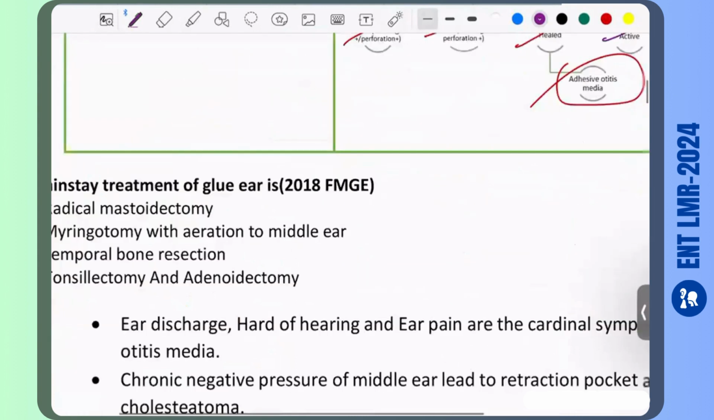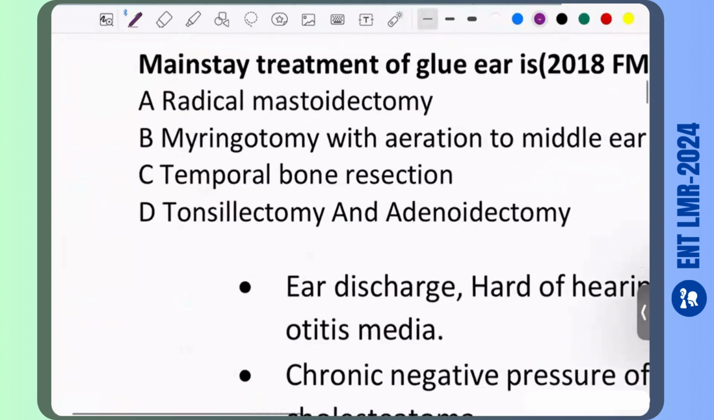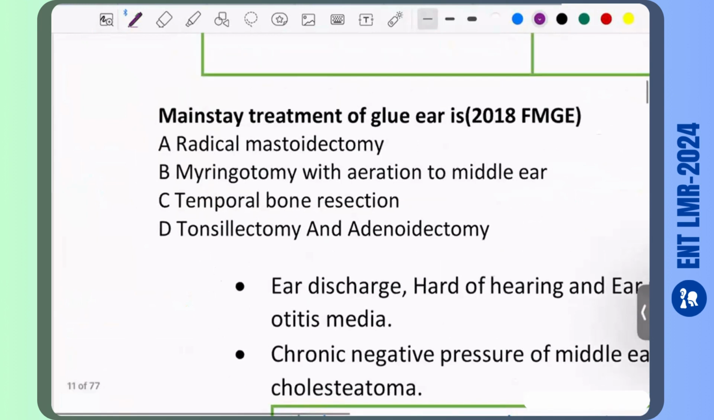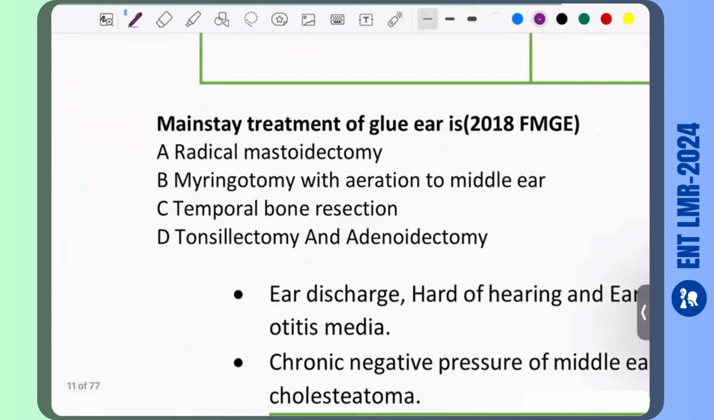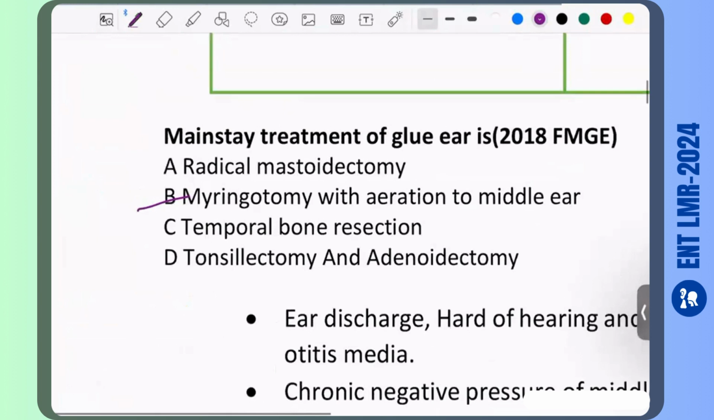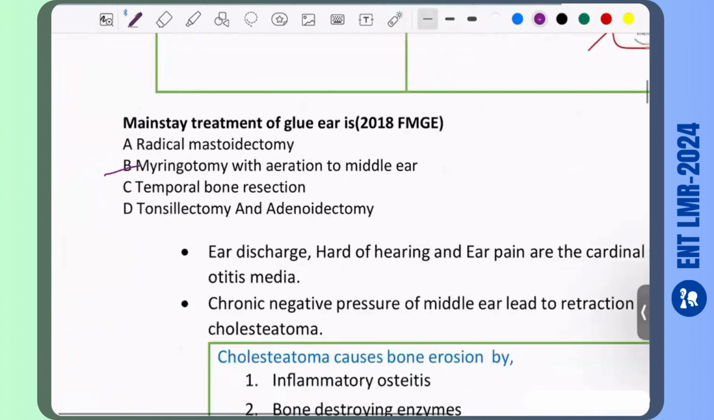So what is the mainstay treatment of blue ear, 2018 FMG? It is myringotomy with aeration to the middle ear. They have not given the option of grommet insertion with a glomerular incision. Rather, they have given the option of myringotomy with aeration. Myringotomy is putting a hole in the tympanic membrane, which creates aeration to the middle ear.